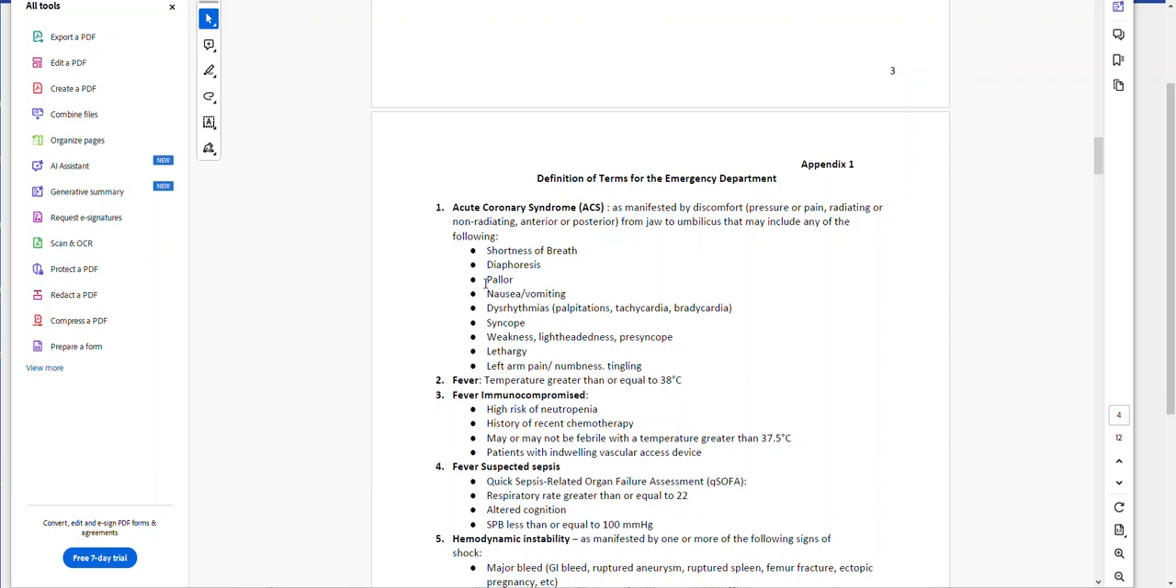Just because somebody is pale, for example, it doesn't mean that they have acute coronary syndrome. So you have to make sure that you have met the baseline criteria: manifested by discomfort, non-radiating, anterior or posterior, from jaw to umbilicus, that may include any of the following. So it may include, but it doesn't have to be those things.